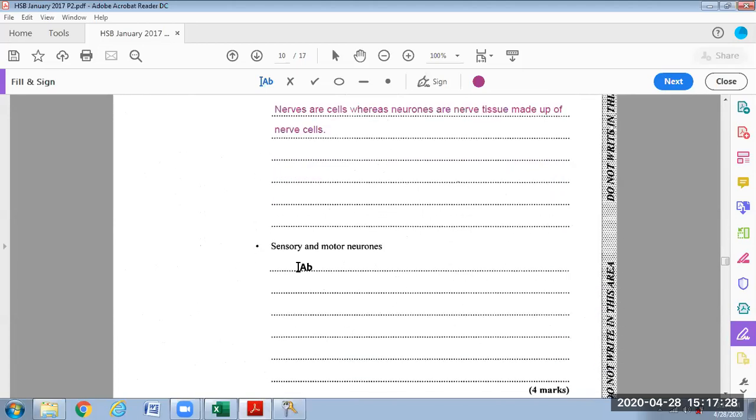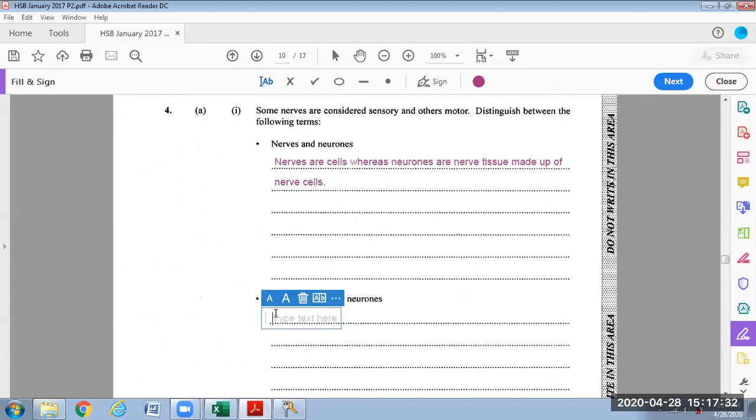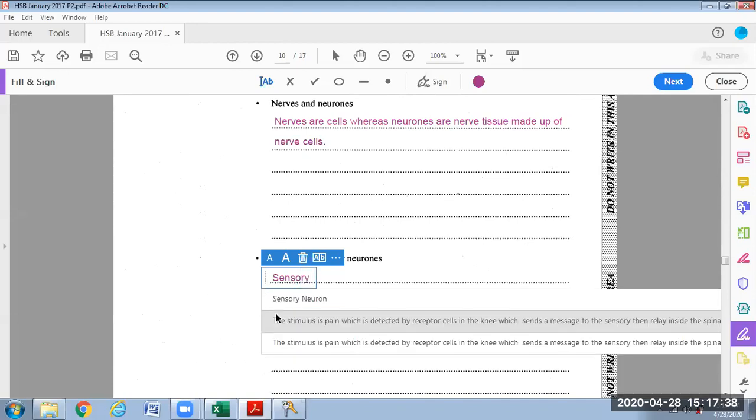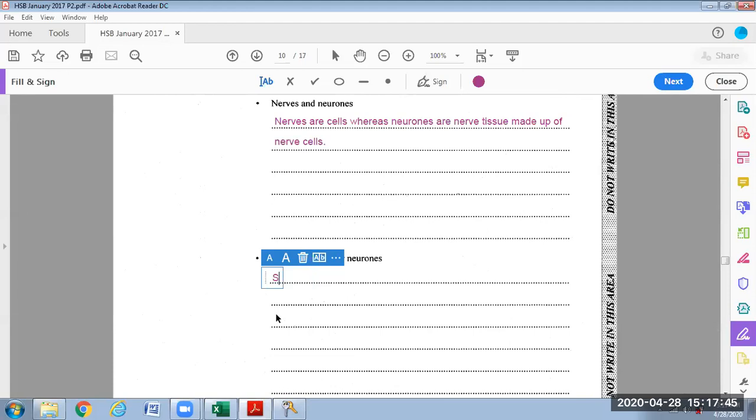Sensory and motor neuron. What's the difference there? Miss, sensory neurons send information to the brain while motor neurons tell muscles to contract.